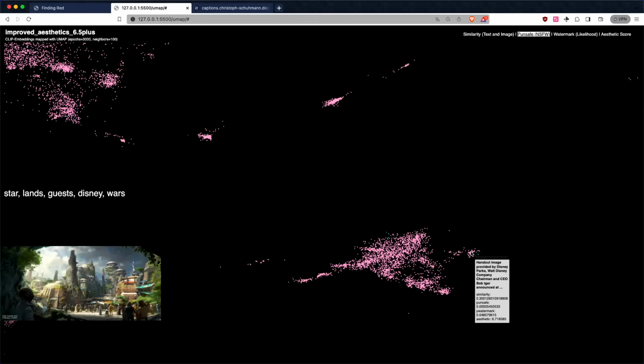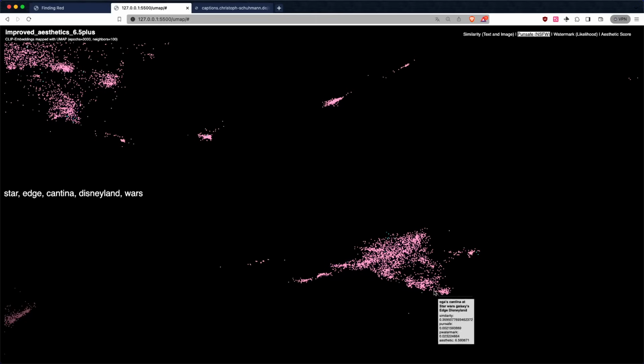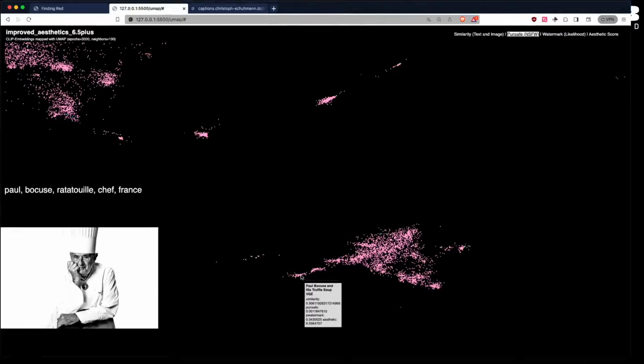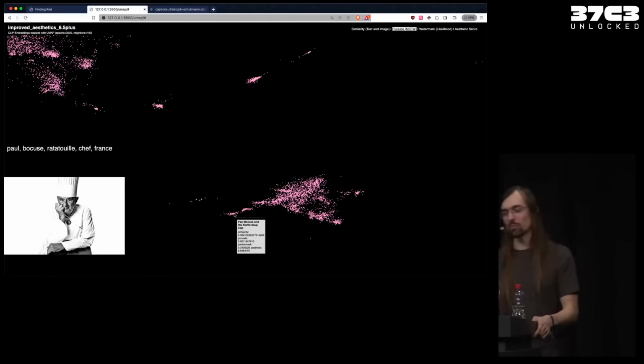And I was wandering around the Star Wars cluster here, and then I saw this weird outline, which was all images of the French chef Paul Bocuse, a very famous chef from France. And I was wondering, why is he so close to Star Wars? Is this some weird correlation that I have not picked up on? And there actually is an explanation.